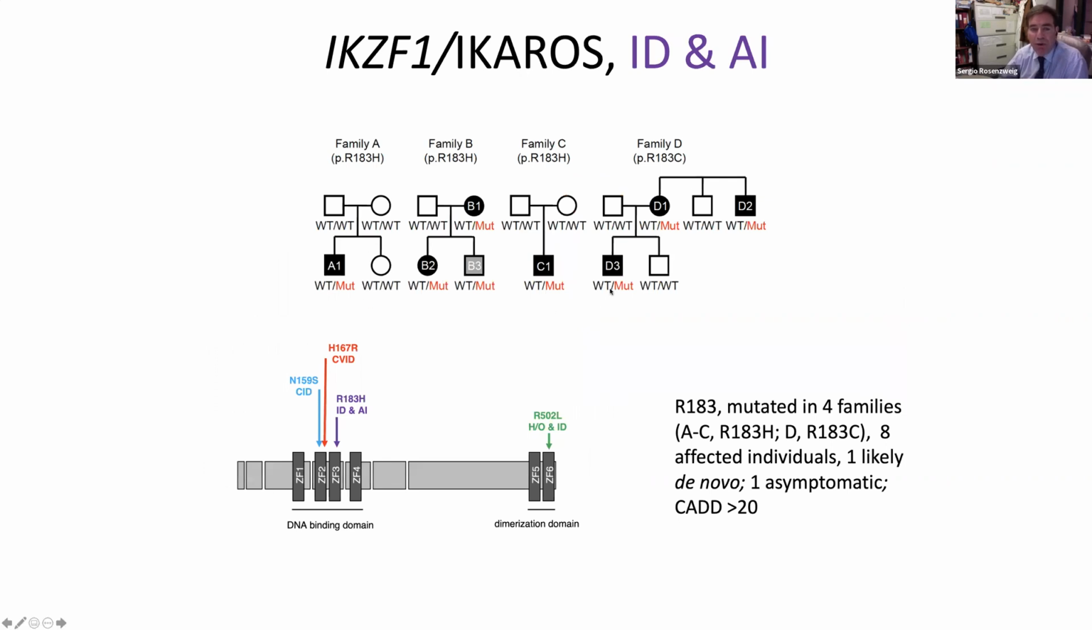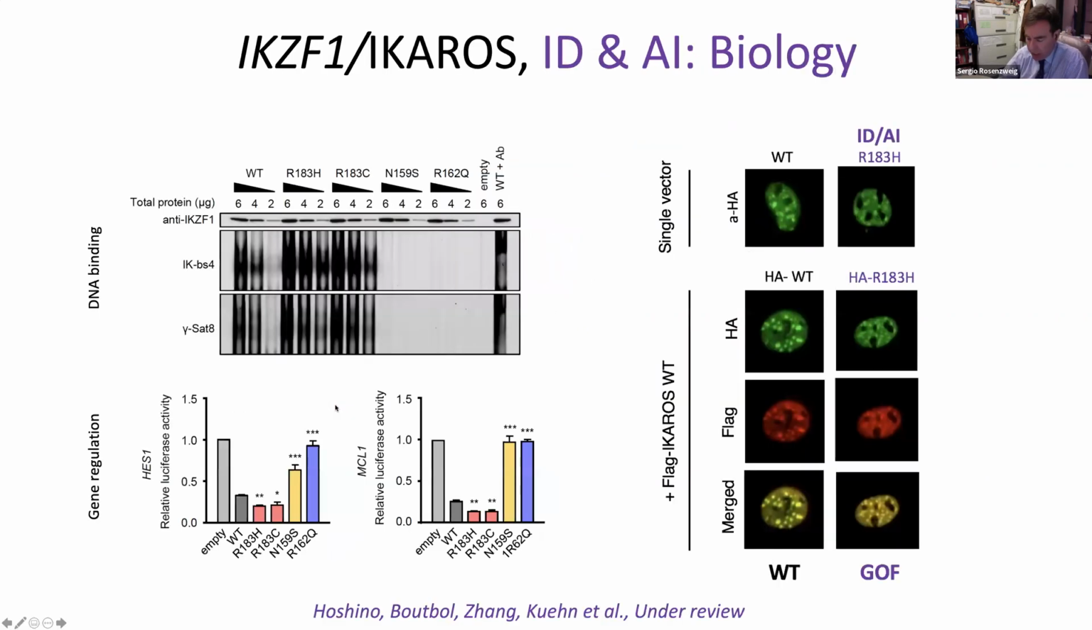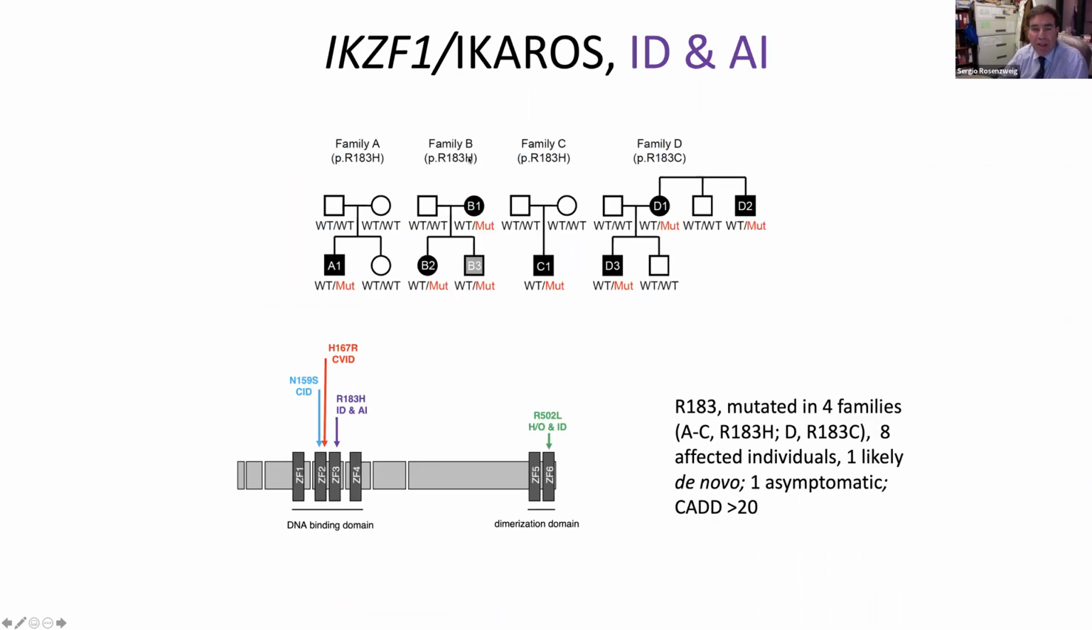So now we have 4 families that were carrying the same mutation. You can see 3 of the families were carrying the R183H. They were coming from all continents. They were coming from Japan, from France, from the US. And this is another family that has another mutation at the R position 183, but instead of having a histidine, has a C at position 183. So again, 8 affected individuals, 1 likely de novo, 1 asymptomatic. Again, we're finding patients that carry the mutations and didn't have clinical manifestations.